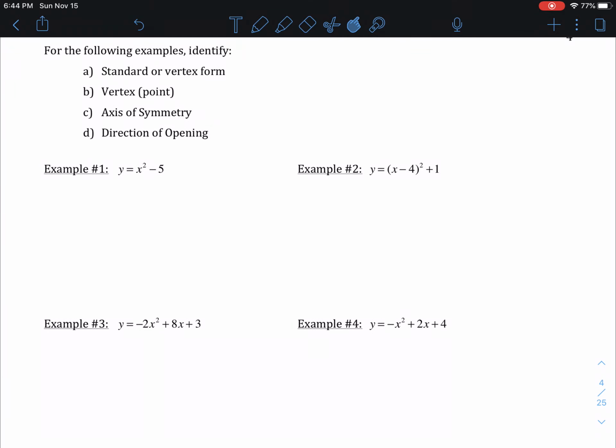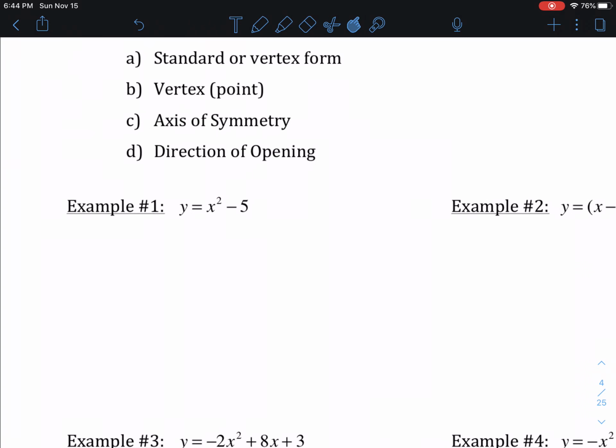Okay, let's get into some examples here. We're going to do 4 different things. So in example 1, if you see parentheses, we're going to call it vertex form. If you don't see parentheses, we're automatically going to call it standard form.